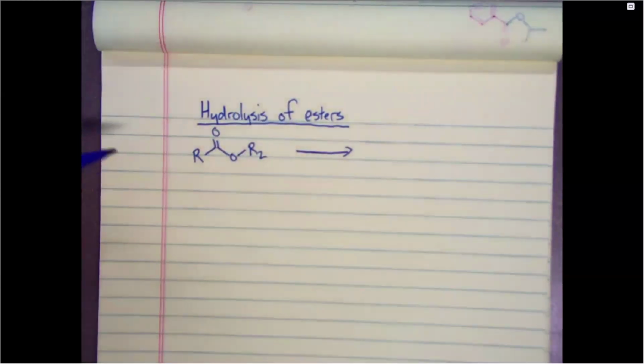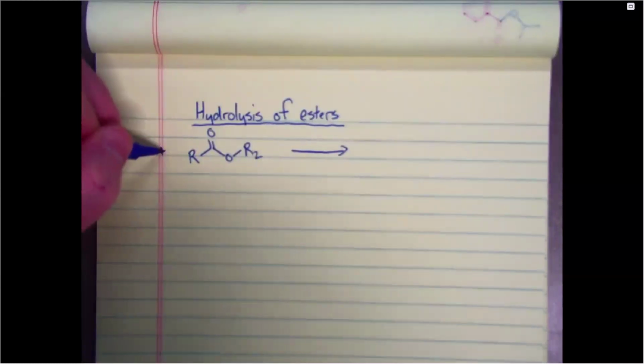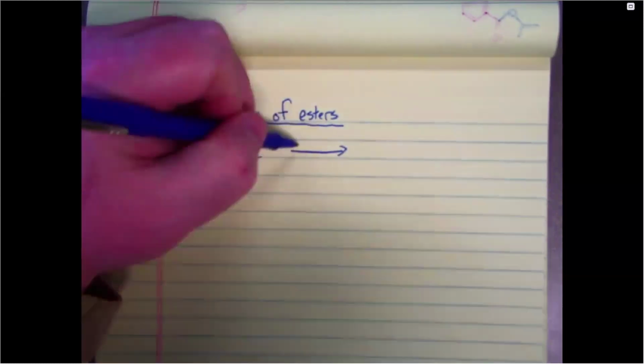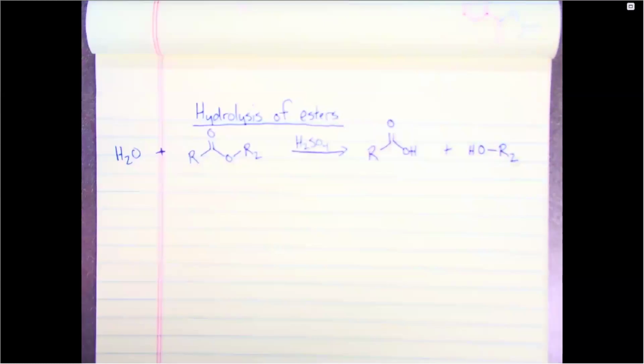What's really interesting, though, is that the same way that we can use an acid catalyst for esterification, we can also use it for hydrolysis. So when we split those two parts back apart, we end up with our carboxylic acid back, and we end up with our alcohol back.